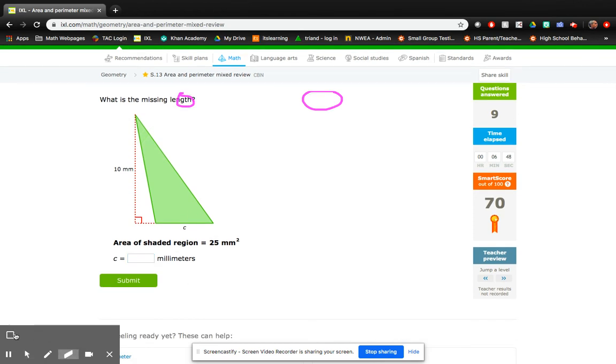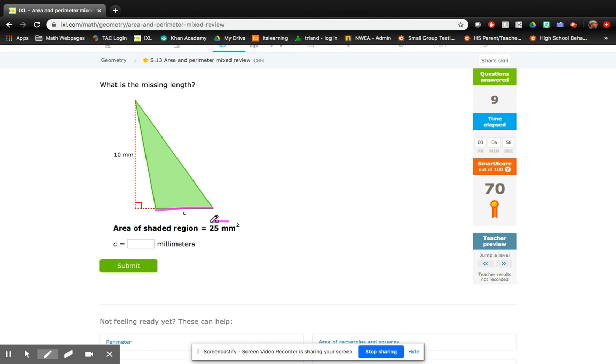All right, another missing side. We are looking for the base of a triangle given its area, okay? So 1/2 base times height, that is our area formula for a triangle. So we're just going to use that. We're going to plug in what we know. We know the height is 10. We know the area is 25. So 1/2 base times height is equal to 25.